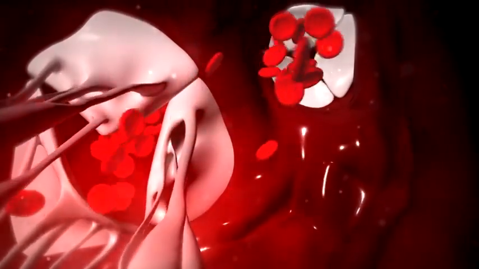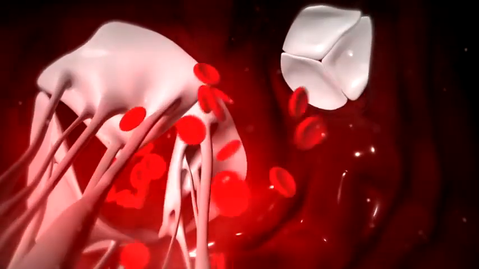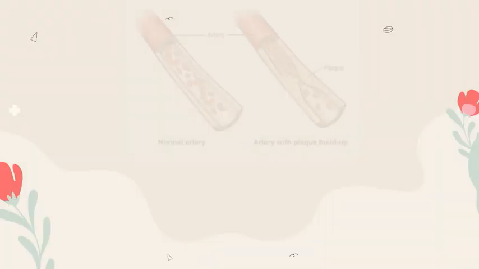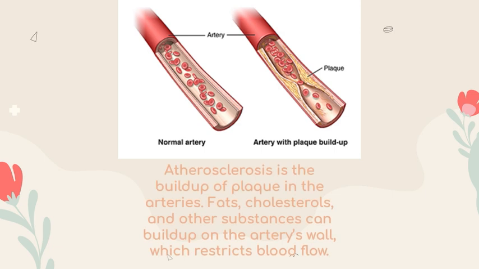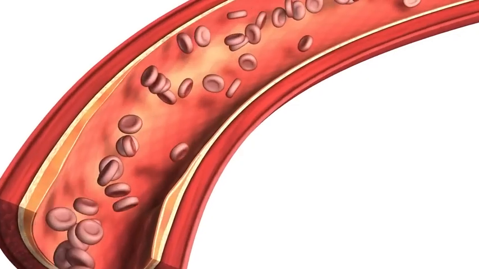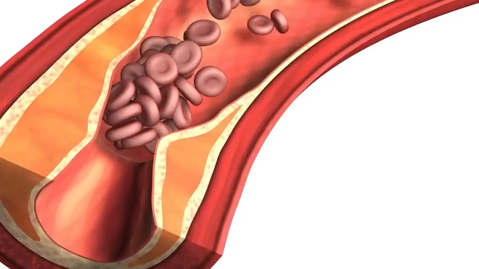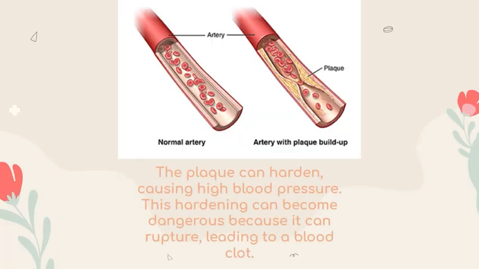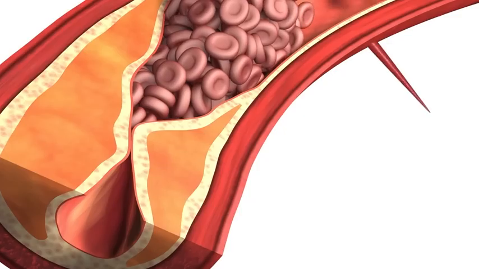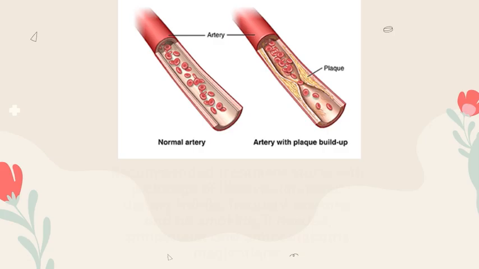One of the most common problems to happen in the cardiovascular system is atherosclerosis. This is the buildup of plaque in the arteries. Fats, cholesterols, and other substances will collect on the artery's wall, restricting blood flow. This plaque can harden and cause high blood pressure. The hardening is super dangerous because it can rupture and lead to a blood clot.